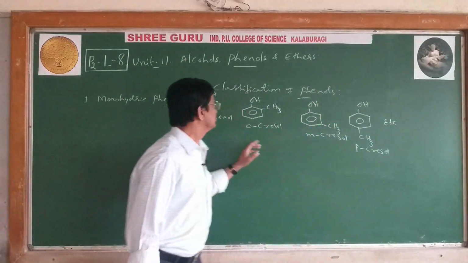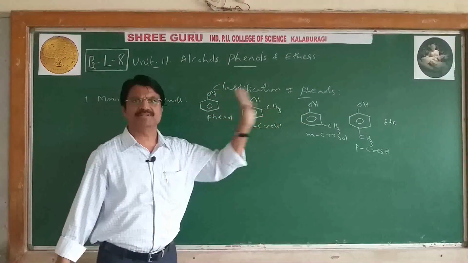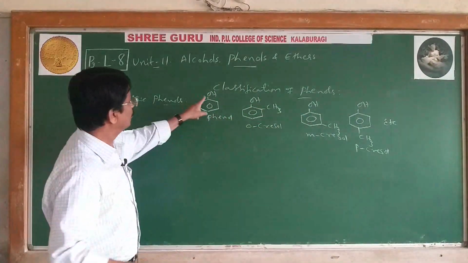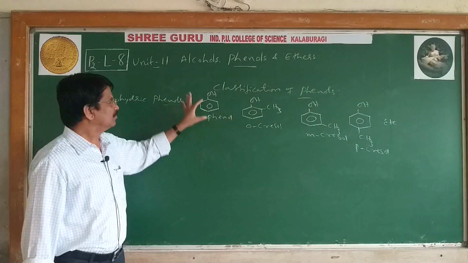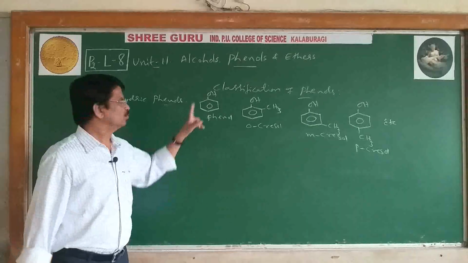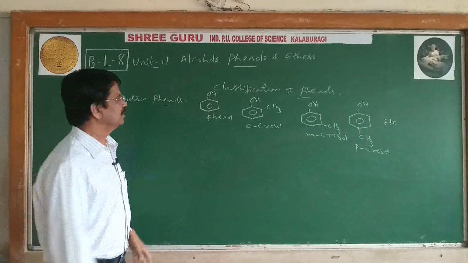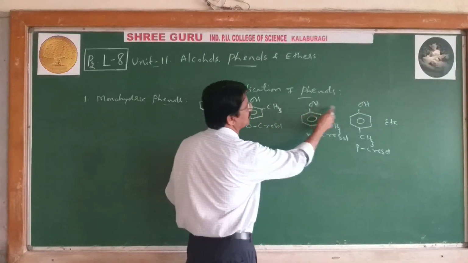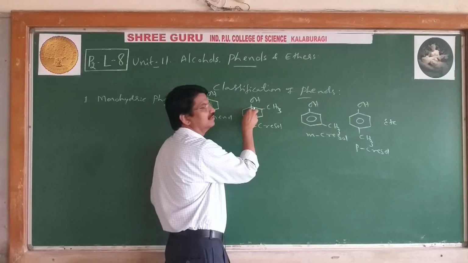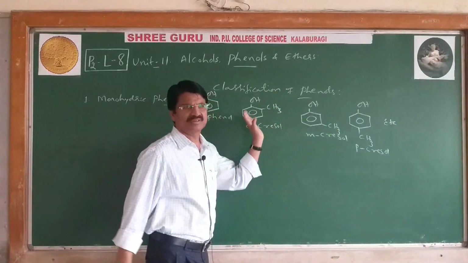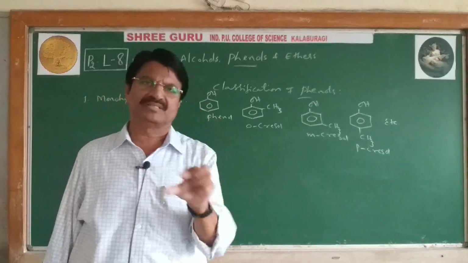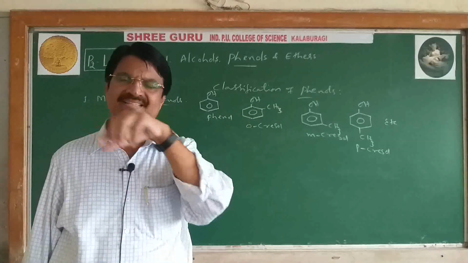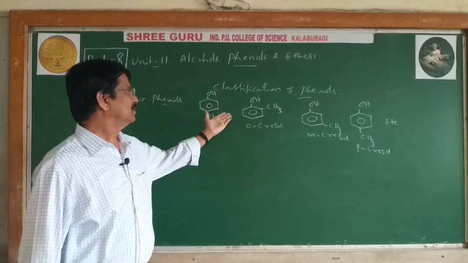But the condition is that only one OH is present on the benzene ring. Other groups we can write, but only one OH on the ring. All these compounds are said to be phenols, but only the first one is called phenol. All of these have a phenolic group because the OH links with a carbon of the aromatic ring. If OH links with a single bonded carbon, then it is said to be an alcohol. But this one is a phenolic group.